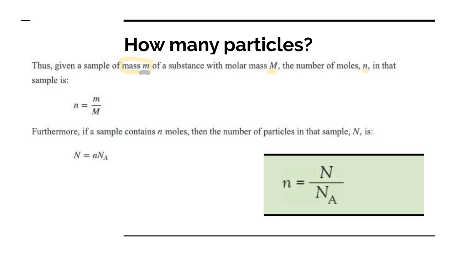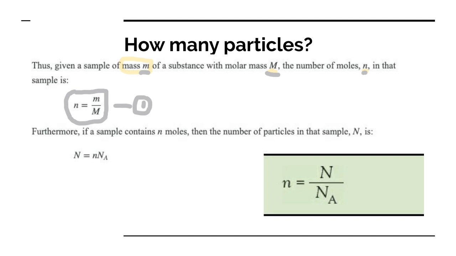Now, we can find the number of moles from the molar mass and the mass of the given sample of a substance. So how do we do that? We find the number of moles is equal to the given mass divided by the molar mass. So this is relationship 1.